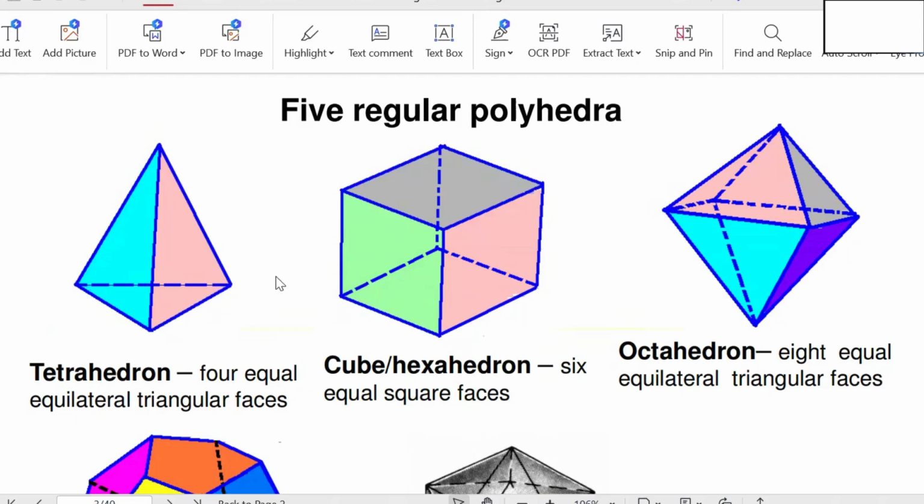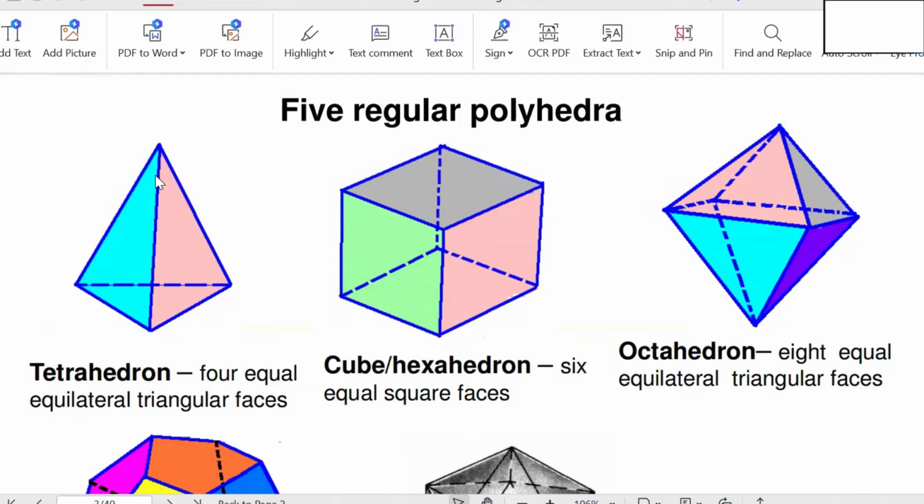So out of these four, one face or one plane can be used as a base. Remaining are vertical faces, three vertical faces. One is a base, and the remaining three are lateral surfaces. The plane shape of the tetrahedron is an equilateral triangle.